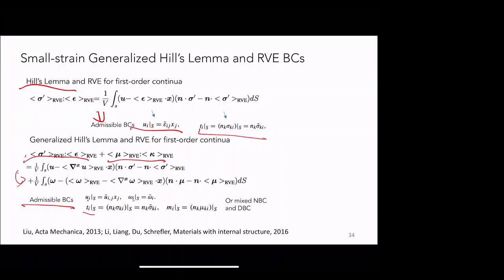Another one is purely prescribing the tractions and then getting back the strain and also the curvature. But you can also, and this is new, have a mixed type. We can prescribe the traction for the force stress, but prescribe the curvature. Okay, so that gives us more flexibility, and there are more discussions in these two papers.